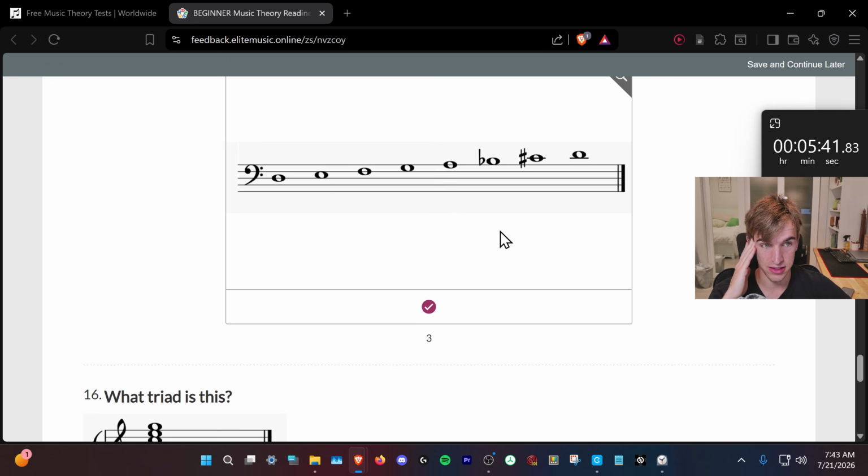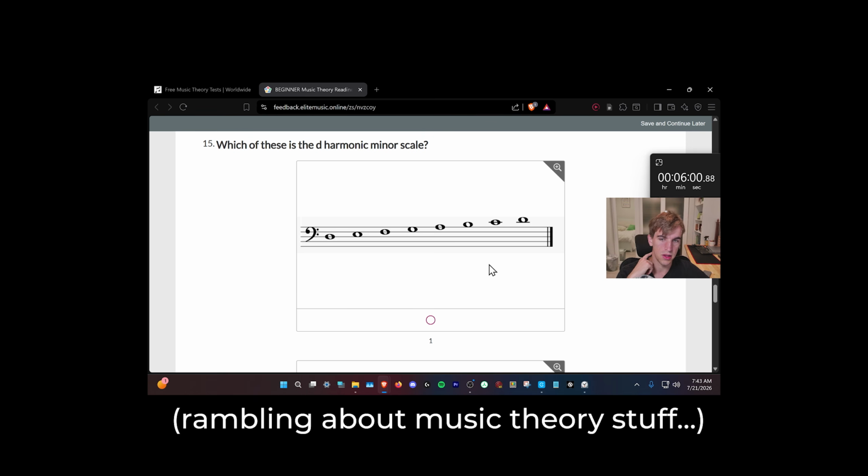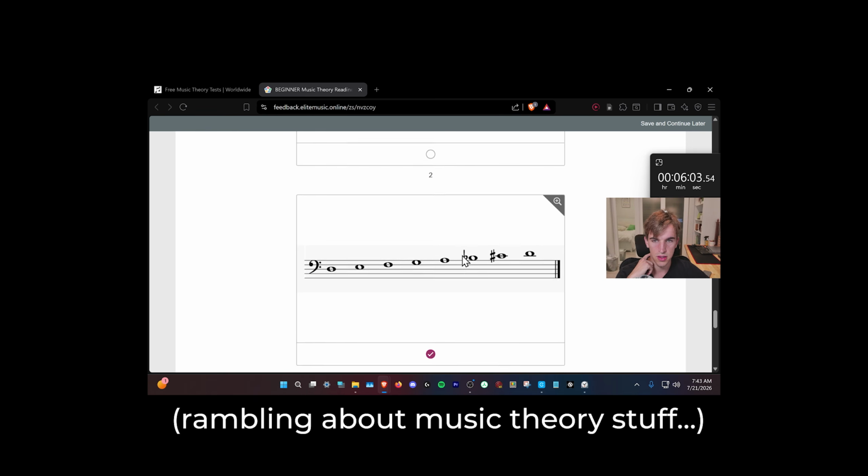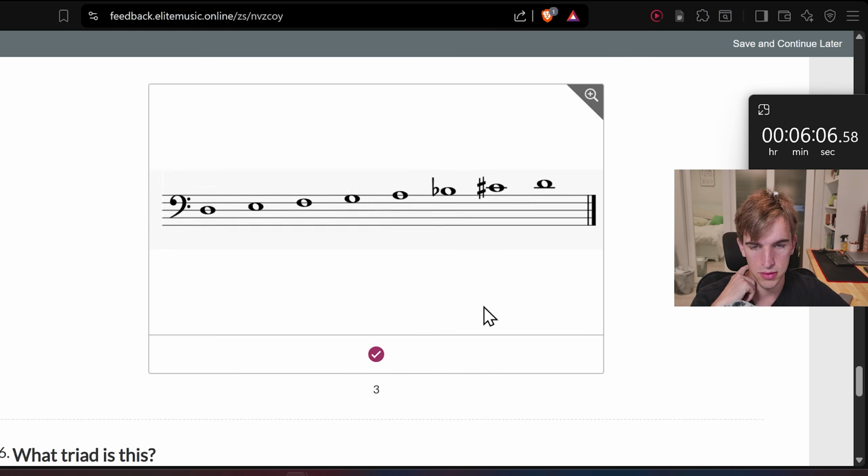The thing is, it's harder without a piano because I'm just doing this mentally. I thought this was supposed to be cake, but yeah, it's the melodic. No. Harmonic is just the 7th. So it's not this one. No, it is this one. Yes, it is this one. It is. What triad is this?